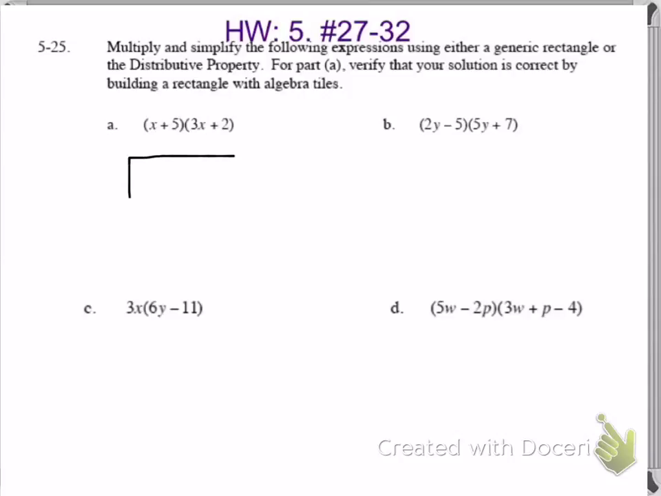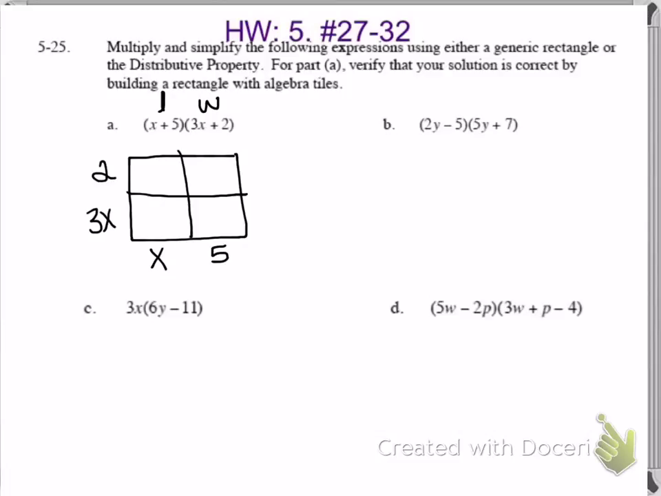For letter A, what we are going to do is make that generic rectangle and divide it into 4 different spaces. We are going to take the length times the width. So we have to put the dimensions of our rectangle on the outside. So x plus 5 and 3x plus 2.